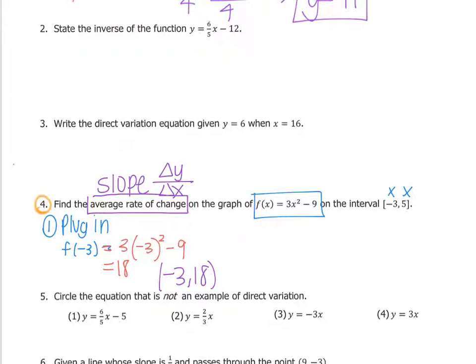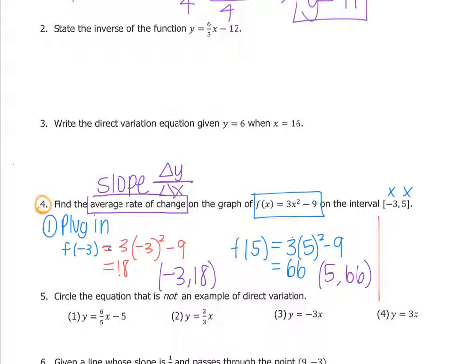Now we need to plug in 5. So we have f of 5 equals 3 parentheses 5 parentheses squared minus 9. And again, type that right into your calculator. So you should end up with 66. And again, we just made a coordinate point for ourselves. We plugged in 5, and we got out 66. That's coming back to that input-output that we were talking about last unit, Unit 2.